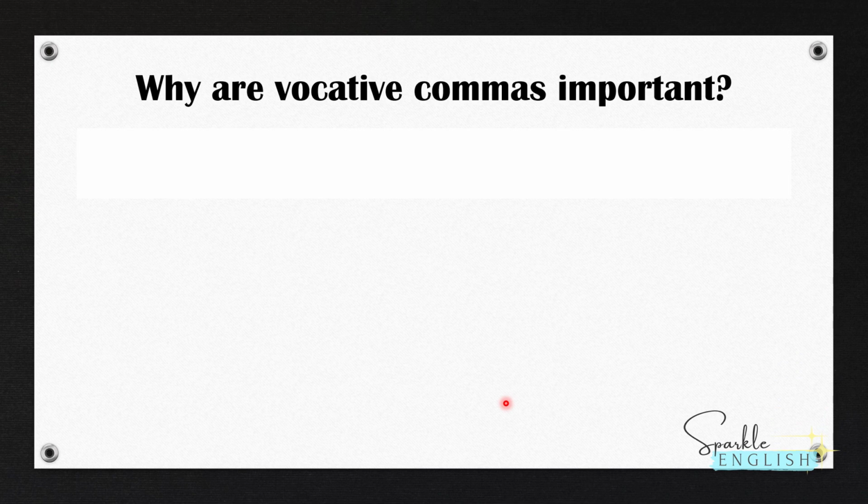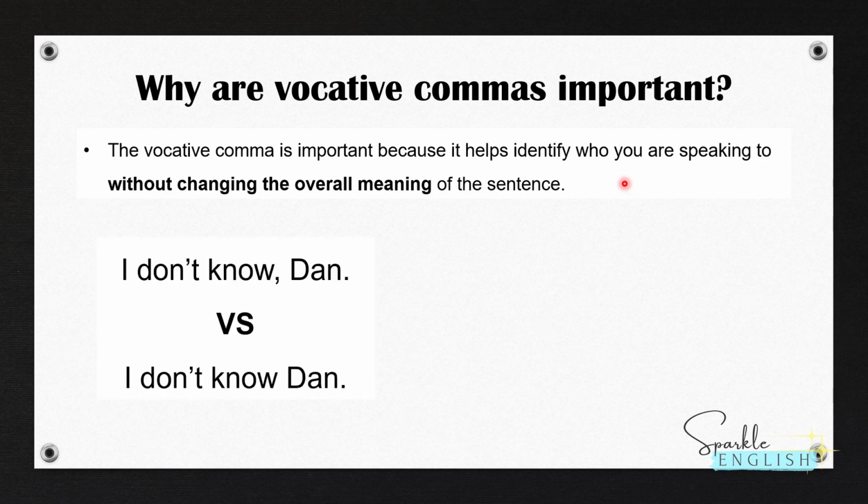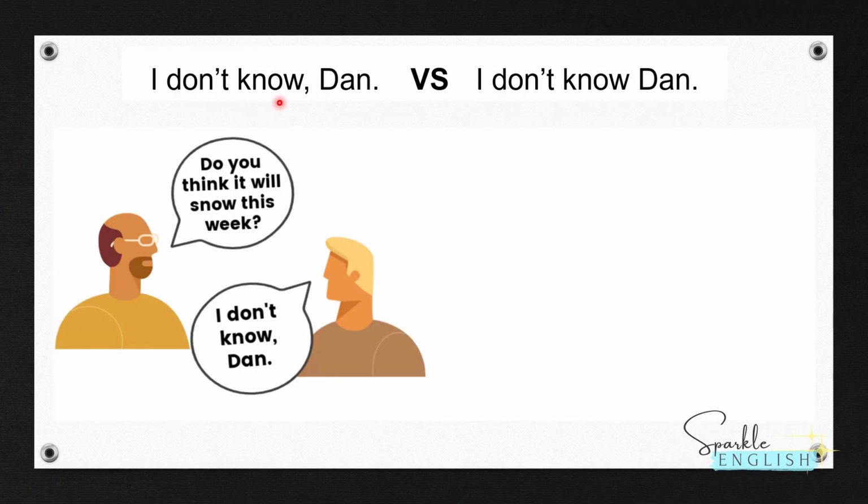So why are vocative commas important? The vocative comma is important because it helps identify who you are speaking to without changing the overall meaning of the sentence. So let's look at the difference between "I don't know, Dan" versus "I don't know Dan," or "Let's eat, Grandma" versus "Let's eat Grandma." Adding the vocative comma completely changes the meaning of these sentences, and I will show you why and how.